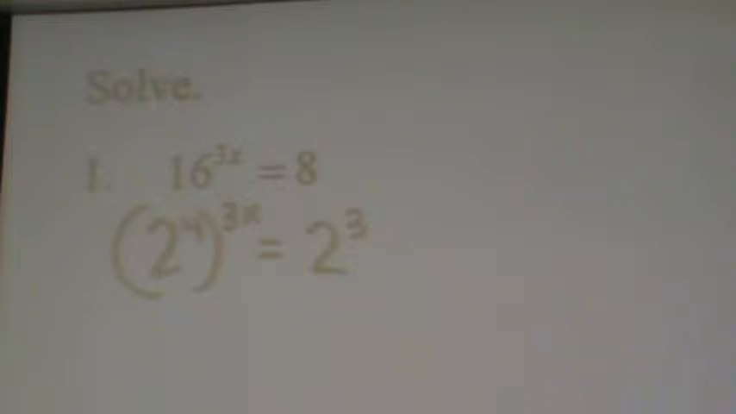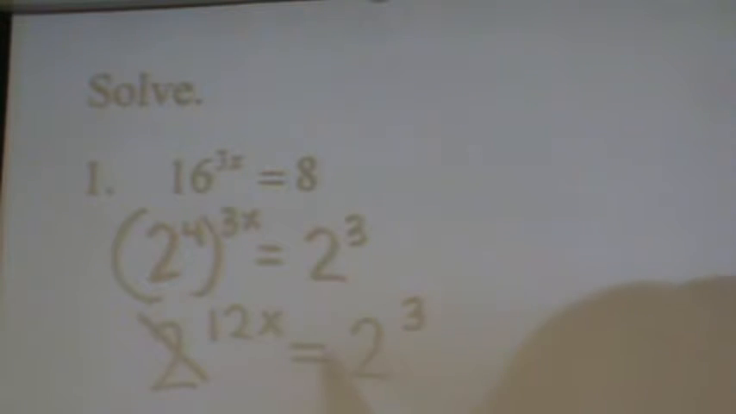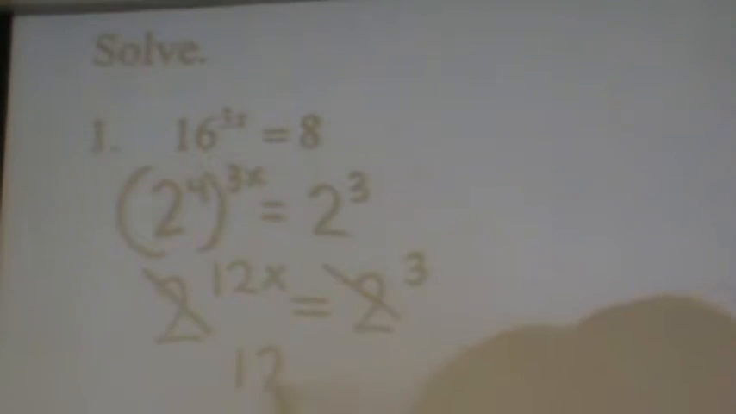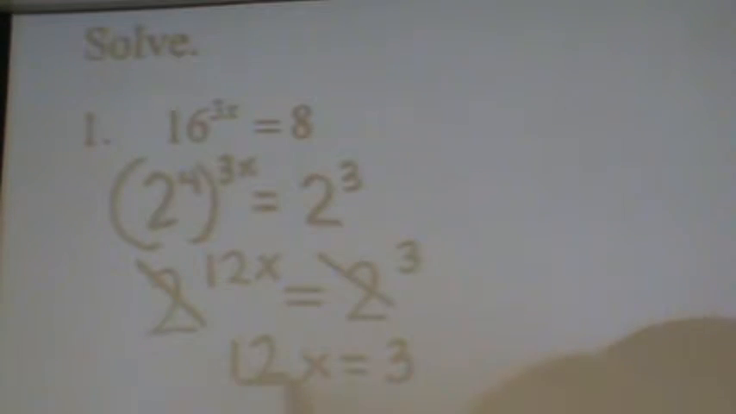What was that property we talked about yesterday? When you have a power to a power, what do you do with these two powers? You multiply them. So do you agree you have 2 to the 12x power? Now you can cancel these 2's out because they're one to one. And you've got this equation, 12x equals 3. What's x? 1/4.